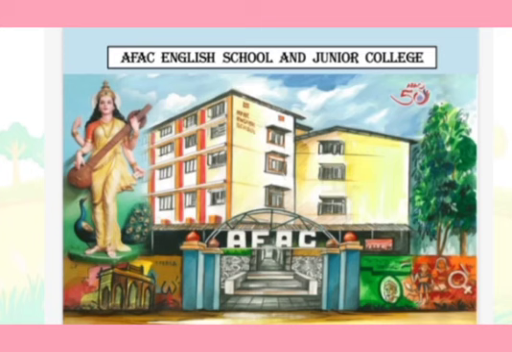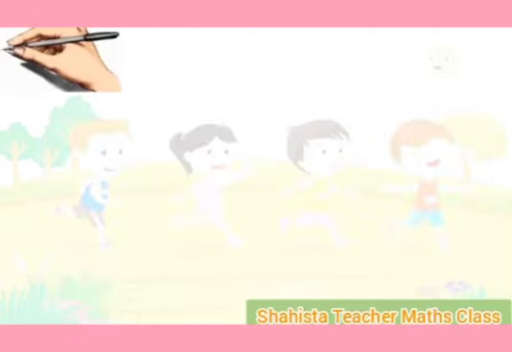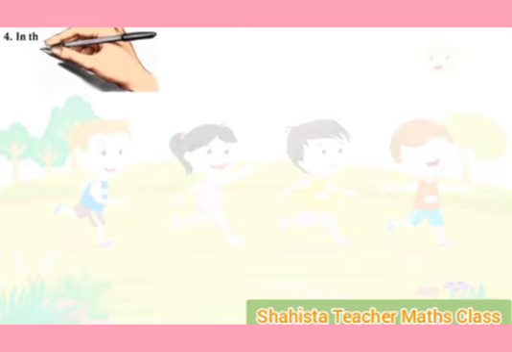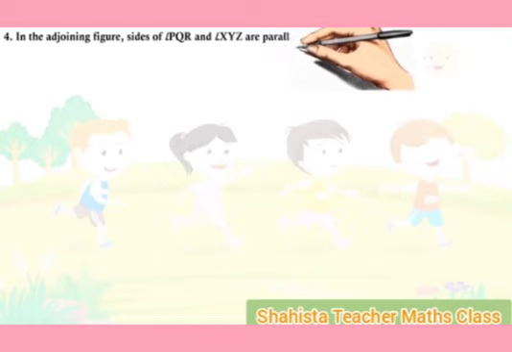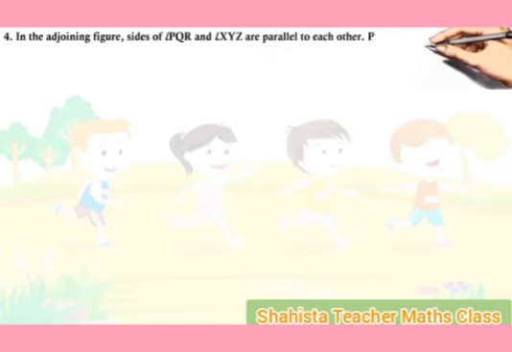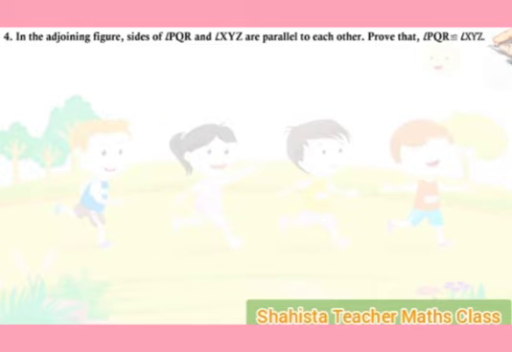After solving question number 3, let us understand and solve question number 4. So are you all ready to understand question number 4? Okay, let's solve question number 4. In the adjoining figure, sides of angle PQR and angle XYZ are parallel to each other. Prove that angle PQR is congruent to angle XYZ.